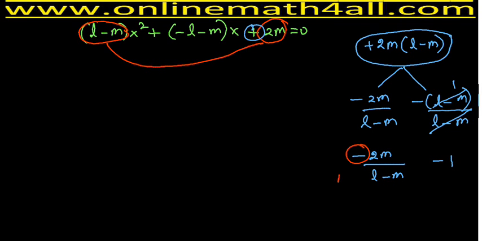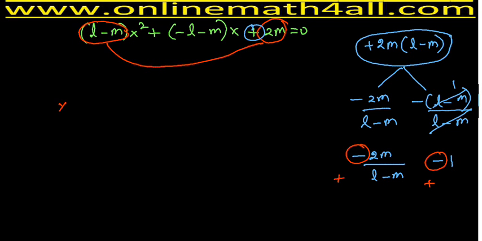So the opposite of this sign will be positive, and the opposite of this sign also will be positive, because we have a negative sign in the first factor. So the opposite of that is positive. In the second factor also we have a negative sign, and the opposite of that is positive. So now we have taken the opposite sign for those two factors. Those are the two values of x.